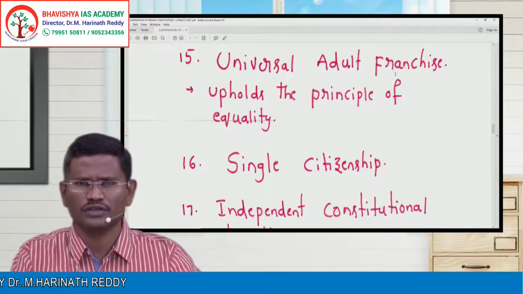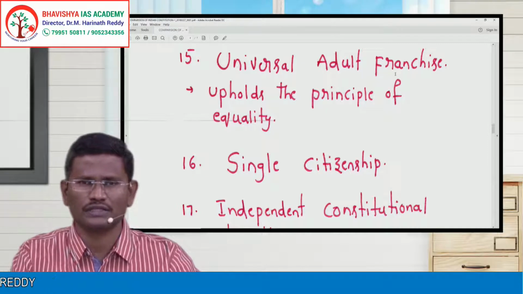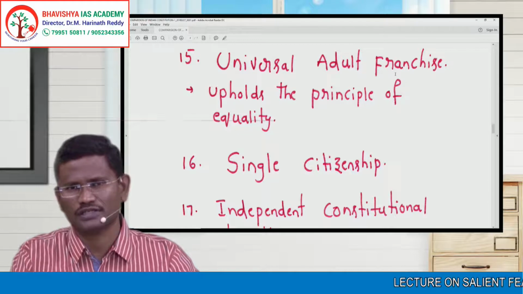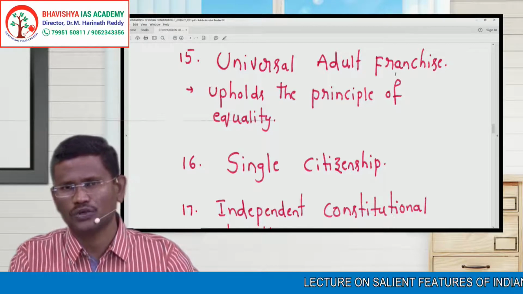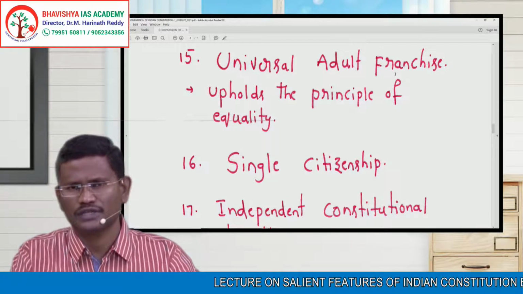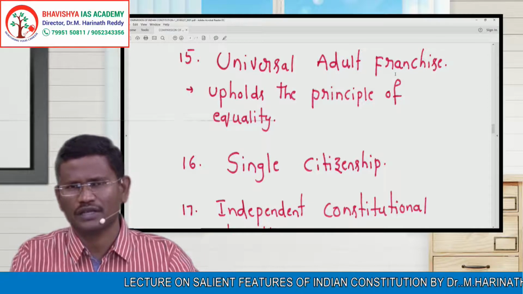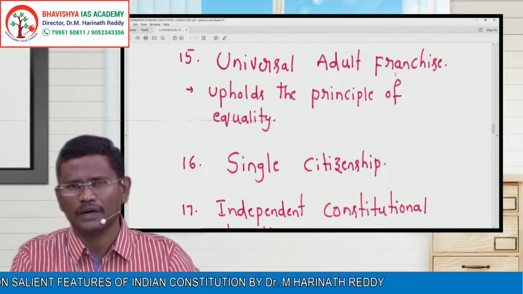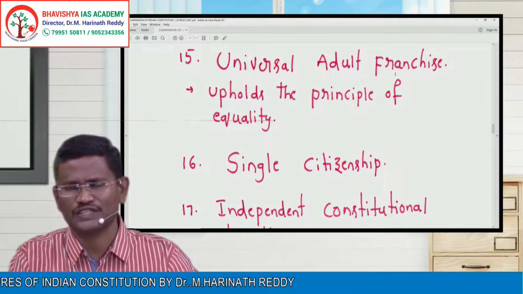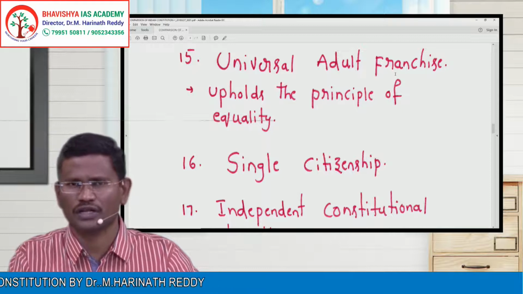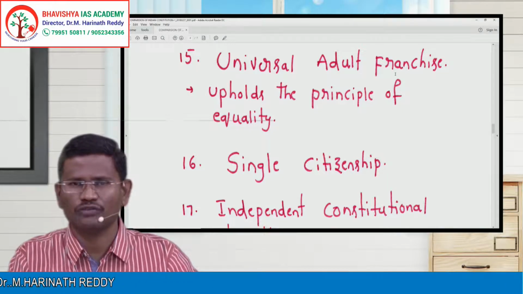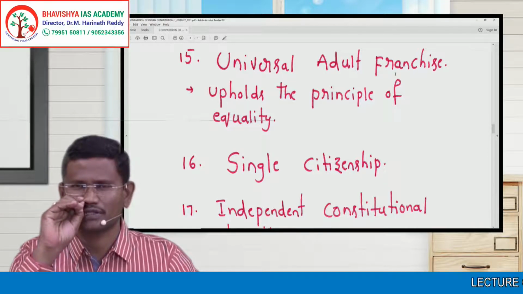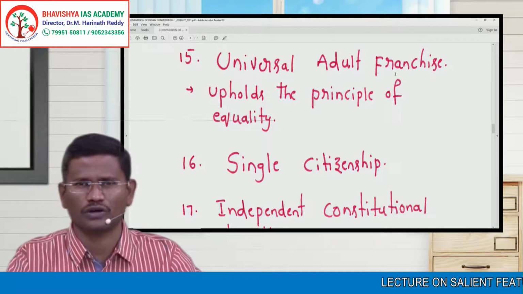Then one more salient feature of the Indian Constitution is single citizenship. See, ideally in all the classical federations, like in America, there is a dual citizenship. A person is a citizen of the American nation state and he is also a citizen of one of the states in America. But the framers of the Indian Constitution, despite it being federal, went in for a single citizenship.